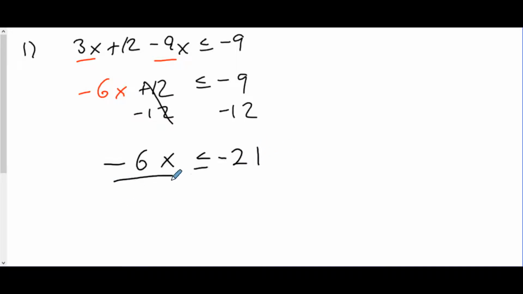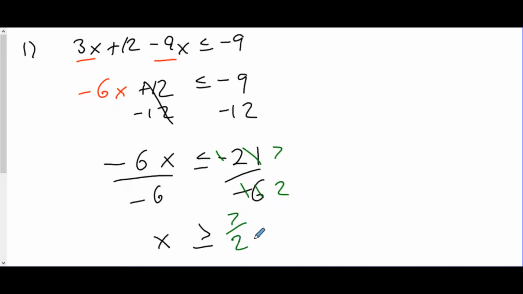And then I divide both sides by a negative 6. Oh, I'm dividing by negative 6. So make sure we remember to flip the sign. And then here I'm going to simplify this fraction. So a negative divided by negative is positive, so the negatives kind of cancel out. 21 and 6 have what common factor? 3. So I get 7 halves. So x is greater than or equal to 7 halves.